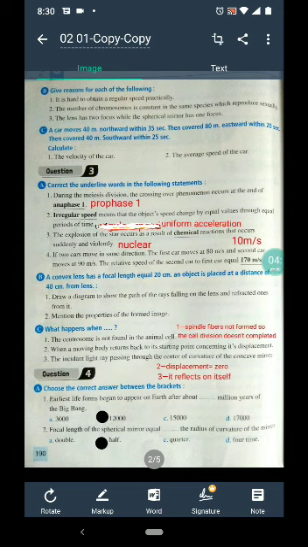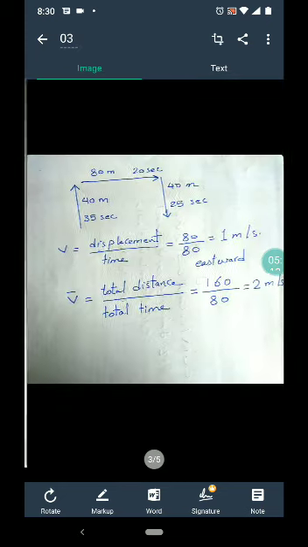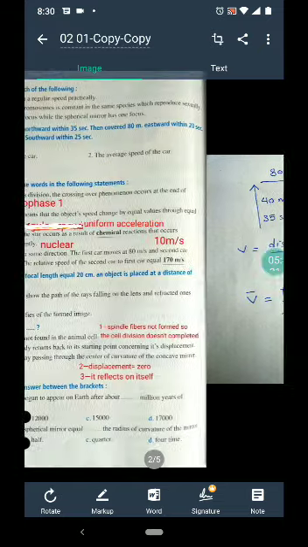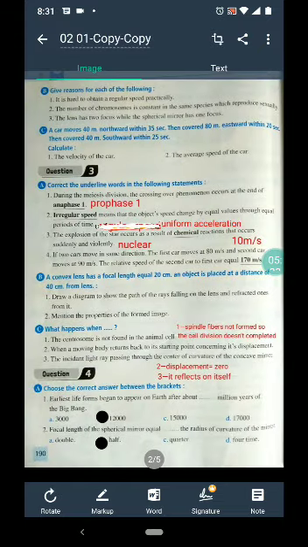C. A car moves 40 meters northward within 35 seconds, then covered 80 meters eastward within 20 seconds, then covered 40 meters southward within 25 seconds. Calculate the velocity of the car and the average speed of the car. To answer this question, we should draw it as here. As we see here, this is northward, then eastward, and then southward. He asked about the velocity of the car.